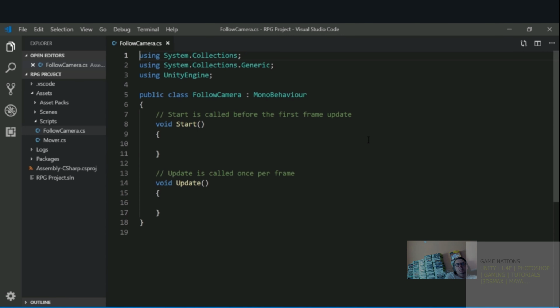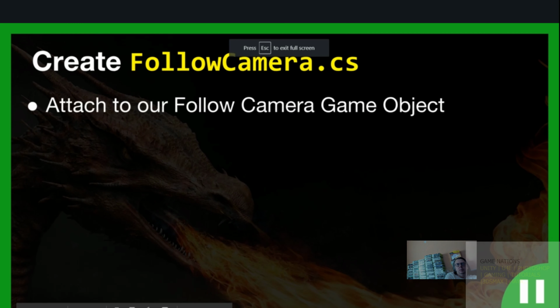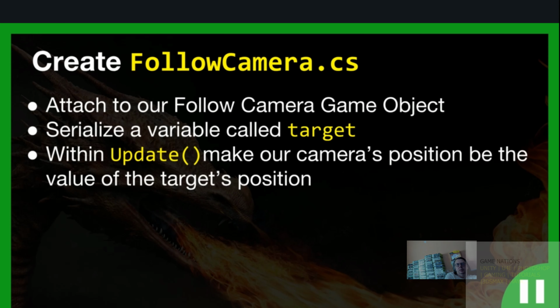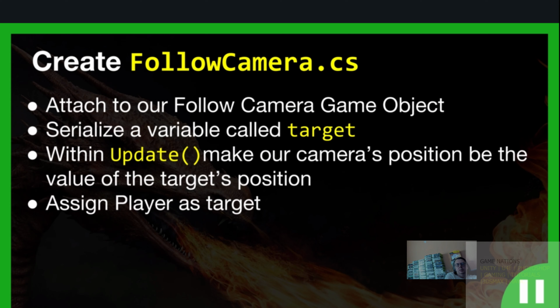All looks good. Time for a challenge. Here is our challenge. Attach the script to our follow camera game object. Well, we just did that, so I've given you one for free. Yay. Then we want to serialize a variable called target. Within our update method, make our camera's position be the value of the target's position. So there's going to be one line within update, which is camera's position equals target's position. And then, of course, don't forget to assign the player's game object as the target.